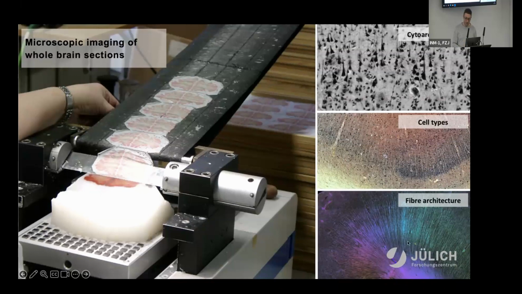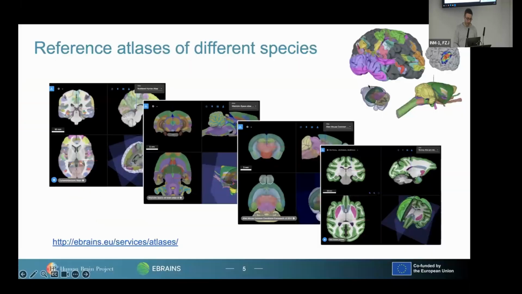We also have different data. The one on the bottom is particularly nice to look at. It shows nerve fiber distributions that we can acquire with polarized light imaging. And there are other modalities, but in this tutorial today, we will mostly deal with such cell body stained data.